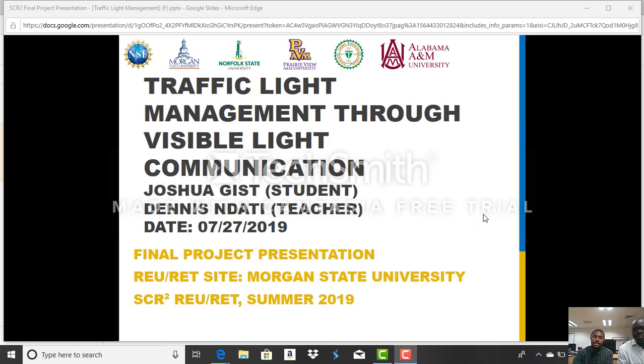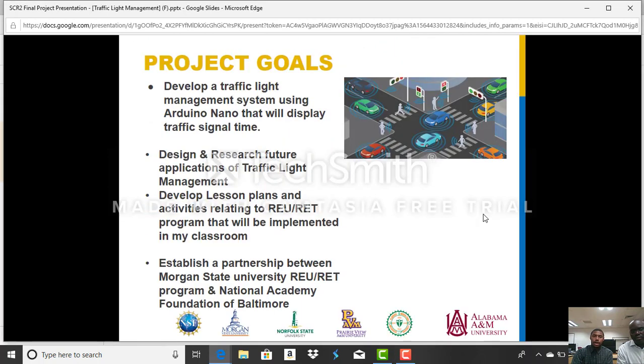Alright, and this is our presentation on traffic light management through visible light communication for the REU Smart City program. Our project goals were to develop a traffic light management system using Arduino Nano that would display traffic signal time, as well as design and research future applications of a traffic light management system.